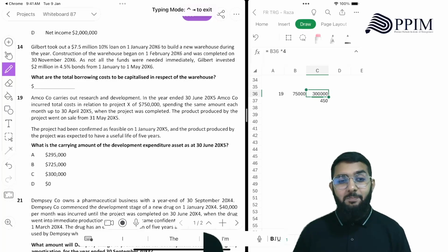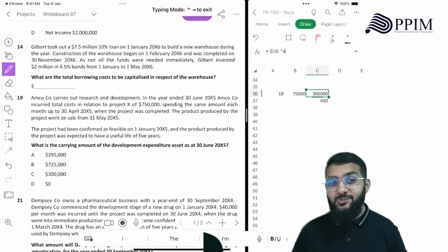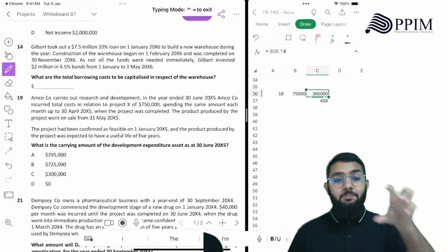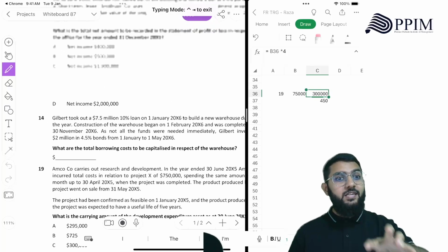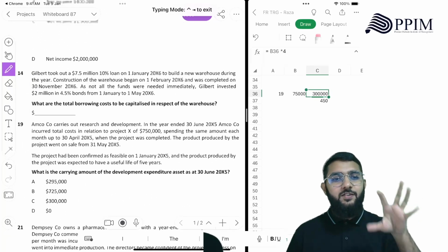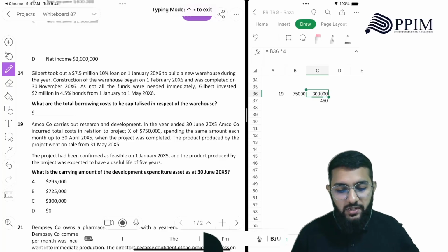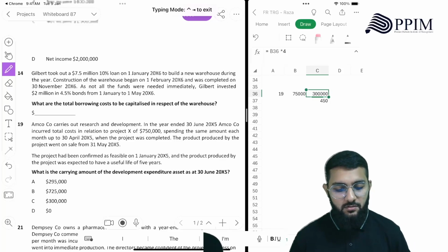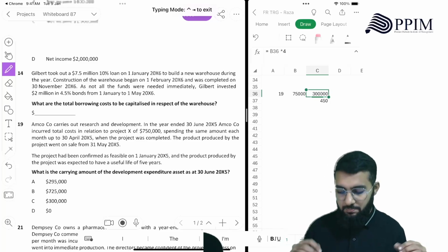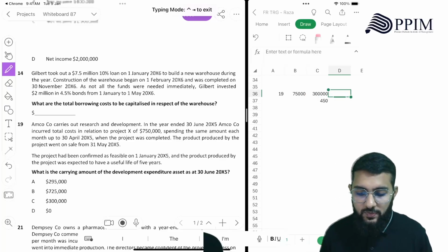Remember, capitalization cost you take when the project becomes feasible, on that day you capitalize. But amortization or depreciation needs to start only once the asset is ready for use or sale. So when did it go for sale? On 31st of May 20x5. How many months? 1 month. 1 month depreciation. How many years is the useful life of the project?